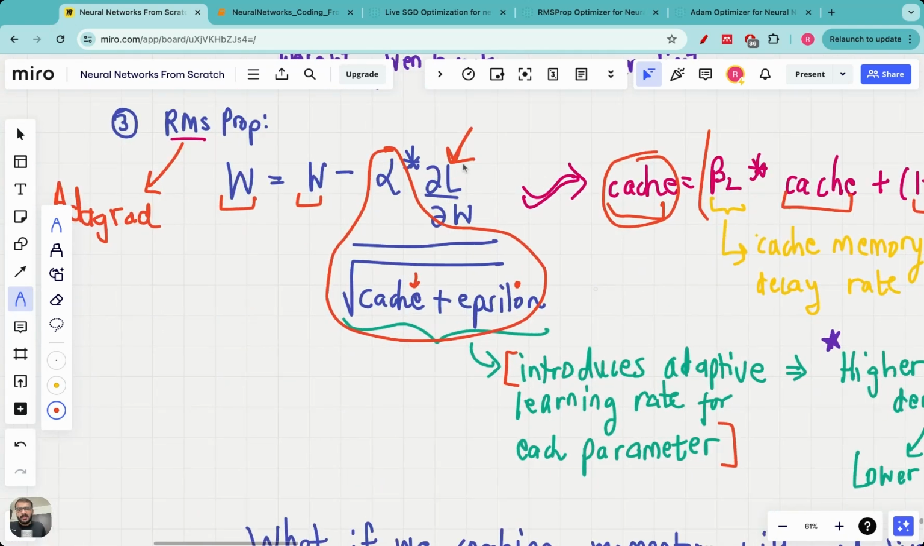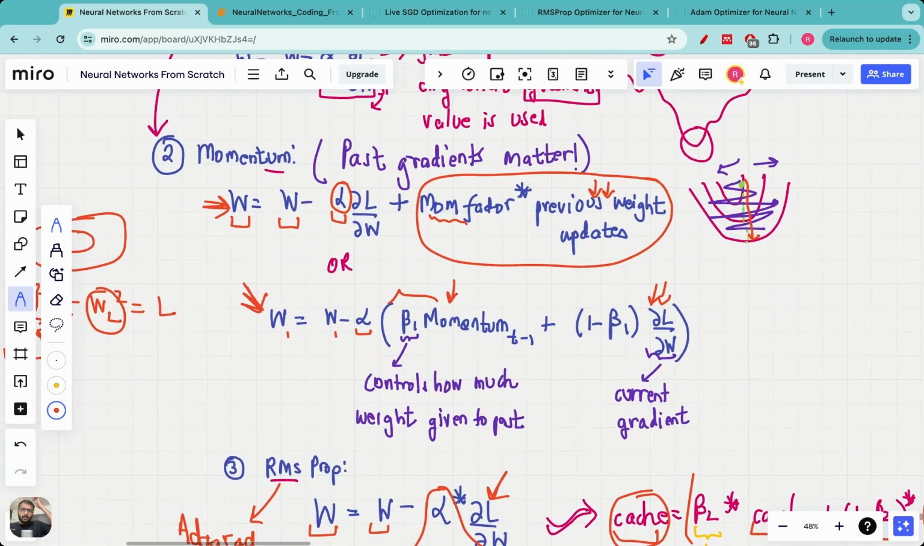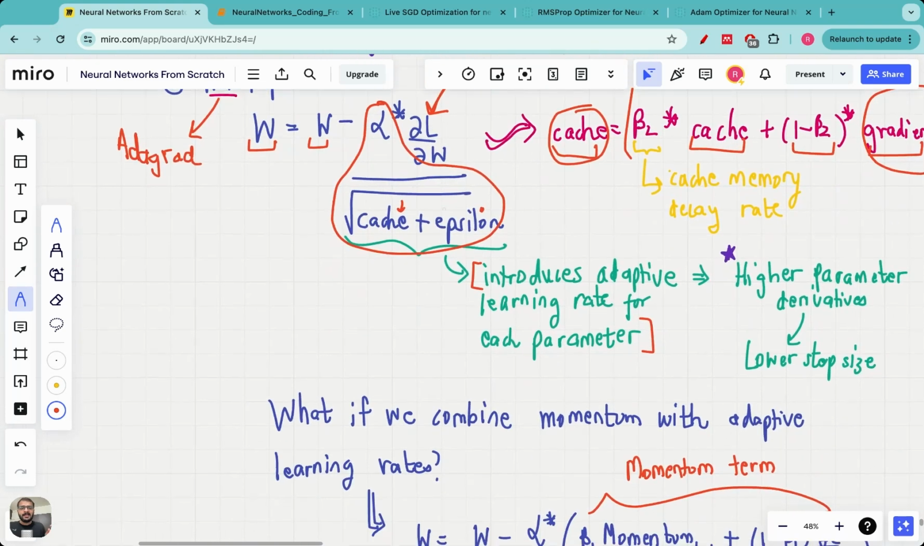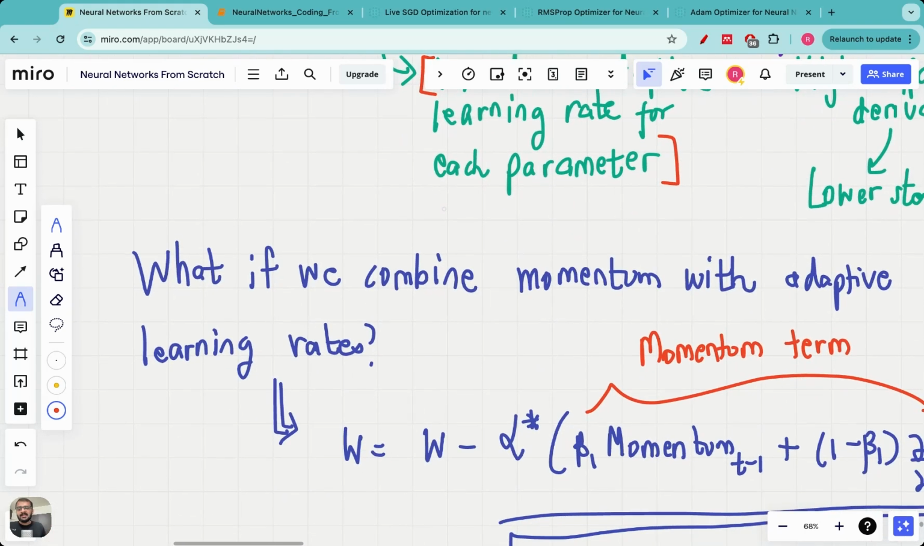But in the current gradient, only the current gradient is used, the partial derivative of loss with respect to W. That's the difference between RMSProp and momentum. But both momentum and RMSProp are significant improvements to normal gradient descent. The main idea behind the Adam optimizer is: what if we combine momentum with adaptive learning rates?